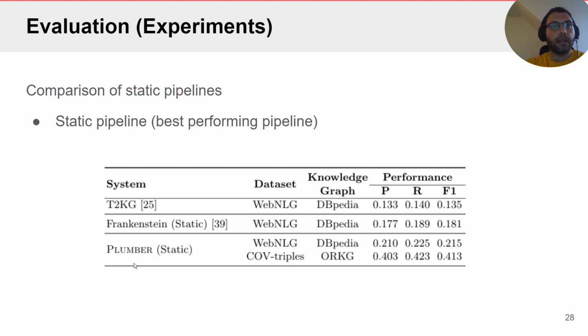A static pipeline is the best performing pipeline overall. It will be used for all the input text. As we see in this table, though Plumber outperforms the other baseline, still the overall scores are not high enough. On DBpedia, the best F1 score is 21%, and on the ORKG, it is 41%.